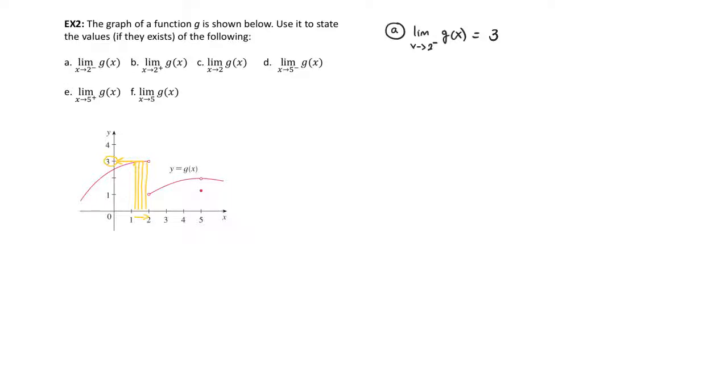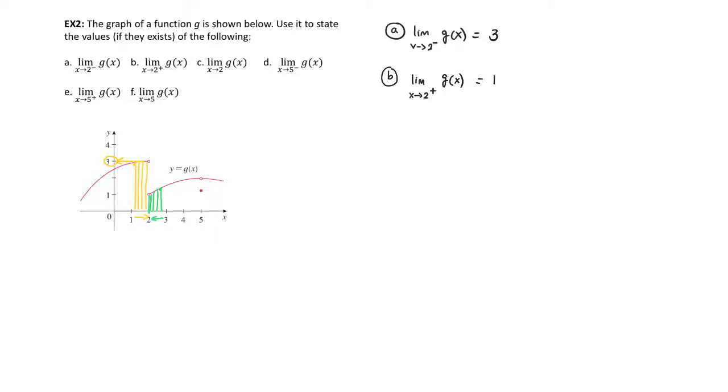Now let's do part B. Part B is asking for the right-hand limit, the limit as x approaches 2 from the right of g of x. So again, I am approaching 2 from the right. I'm going to do that in green right here. Now look at the y values. For an x value on the right of 2, I am now on this other piece of the graph. It seems as if we are approaching 1, not 3. So I'm going to say 1.